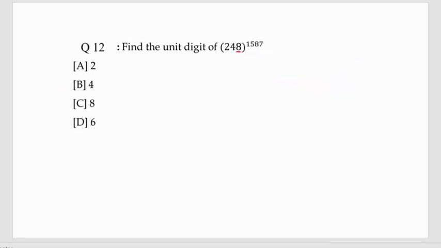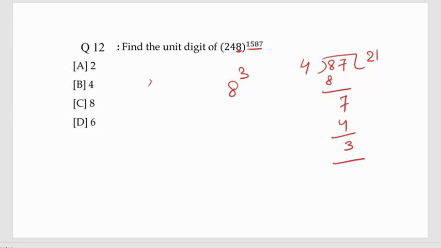Next question. So this one is 8. We know that for 8, it means the cycle of 4. So divide the last two digits, 87, by 4. 4 2s are 8. It gives you remainder 3. So it means 8 cube. And what is 8 cube? 8 raised to power 1, 8. 8 square, 4. 8 cube, that is 2. So my answer is 2 here.